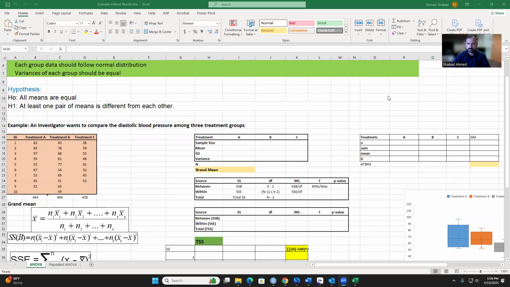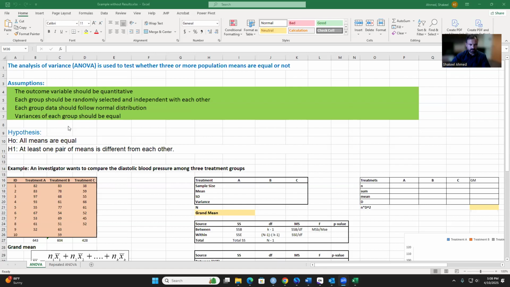In this tutorial, we will discuss the post-hoc test that is conducted when we reject our null hypothesis in one-way analysis of variance. The data set is diastolic blood pressure of patients in three different treatment groups, treatment A, treatment B, treatment C, and we apply one-way analysis of variance to test whether there is a difference between the means or not. The null hypothesis is that all means are equal, and the alternative hypothesis is that there is a difference between the means.